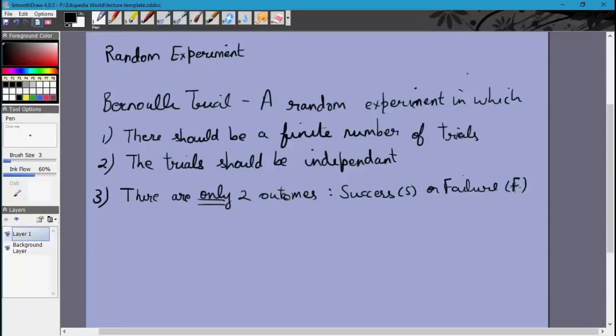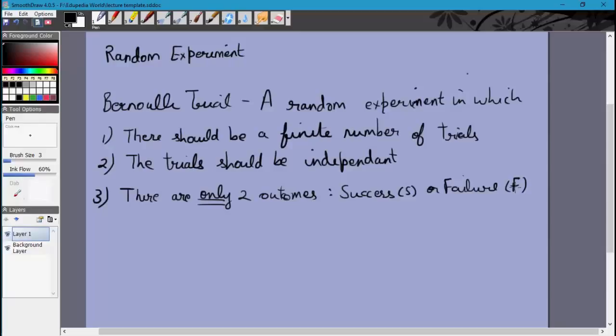So let's say we flip a coin and we define heads to be our success. We want there to be heads, and we define the event that heads comes up on the coin to be a success. Then obviously there are only two outcomes. Either there will be heads or there will be tails. So it's a success or failure.